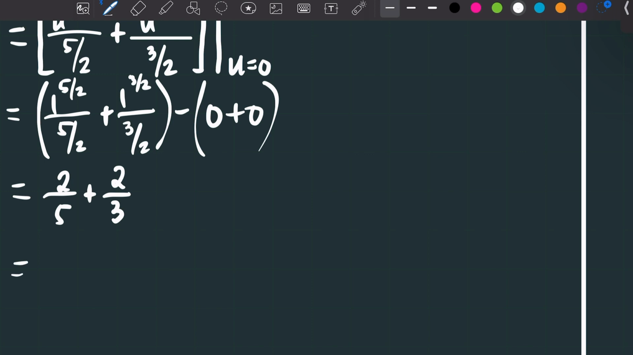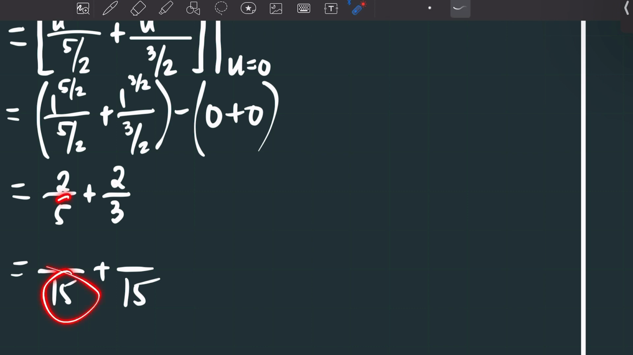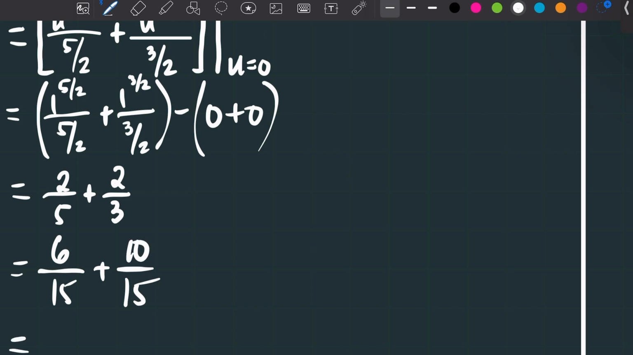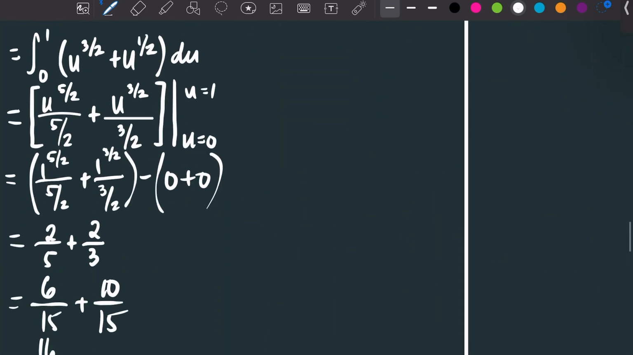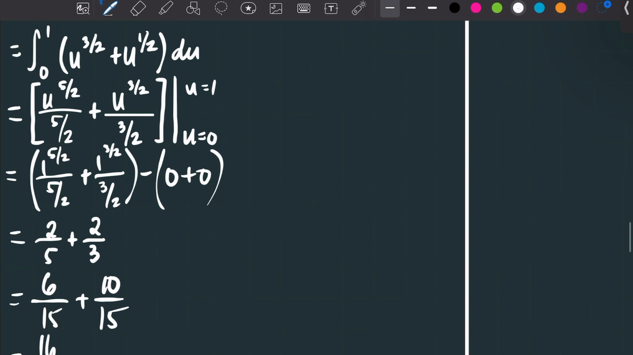Then, simplifying, so, common multiple nila is 15. Tapos, 15 over 5 is 3 times 2 is 6. Tapos, 15 over 3 is 5 times 2 is 10. And this one gives us 16 over 15. I hope clear sa inyo kung paano nakuha tong letter B. So, if clear na ang lahat, let's proceed to letter C.